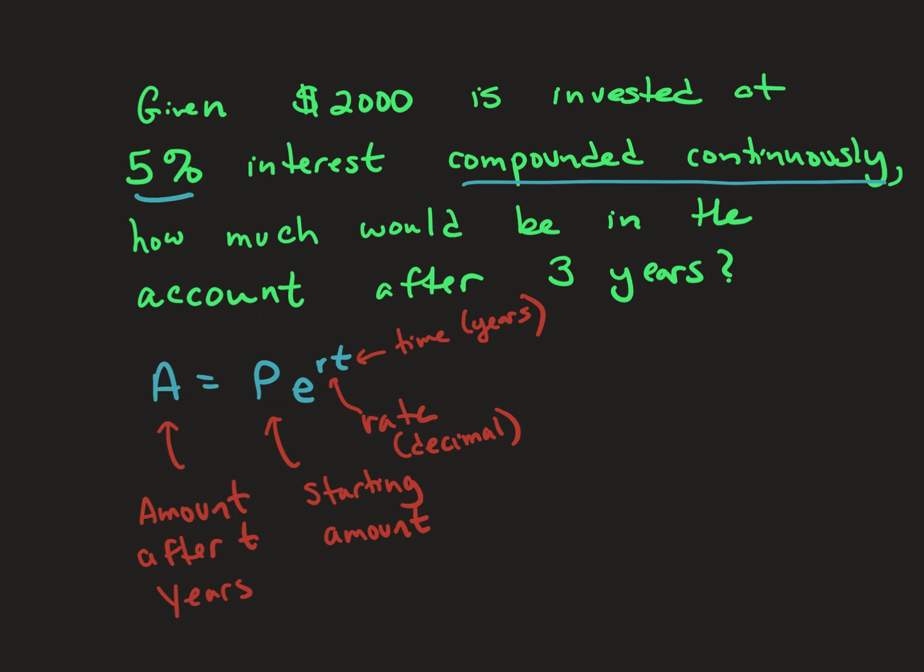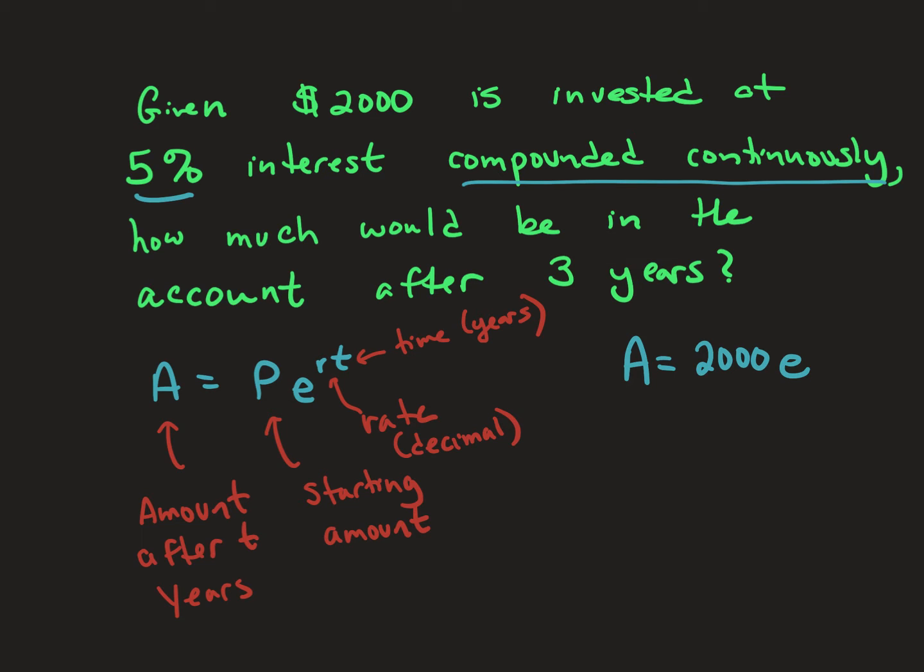So this problem, really, there is nothing to it. We're just really plugging numbers in, because what we want to know is how much will be left after T years, after 3 years. So we do not know what A is. It is the unknown in this equation. What we do know is P. P is our principal, our starting amount. So that's going to be 2,000.